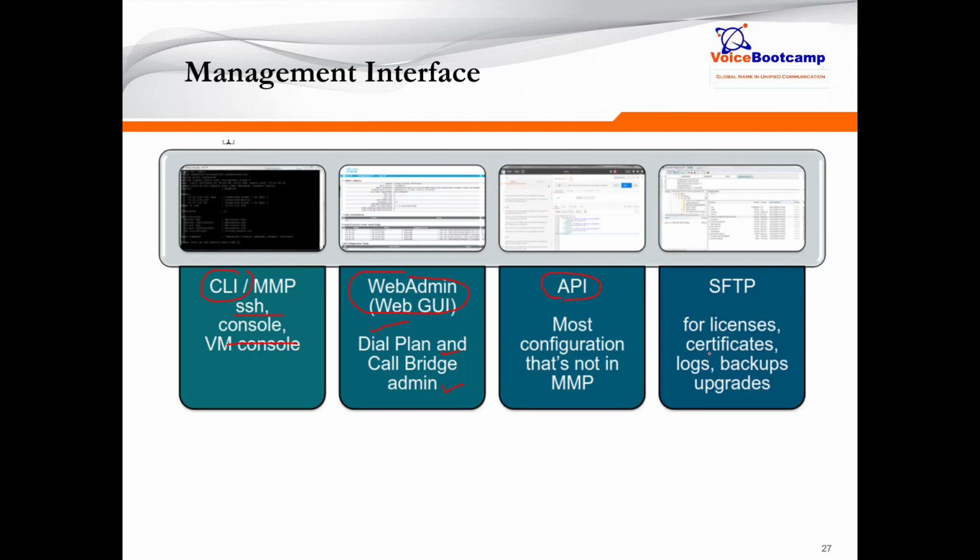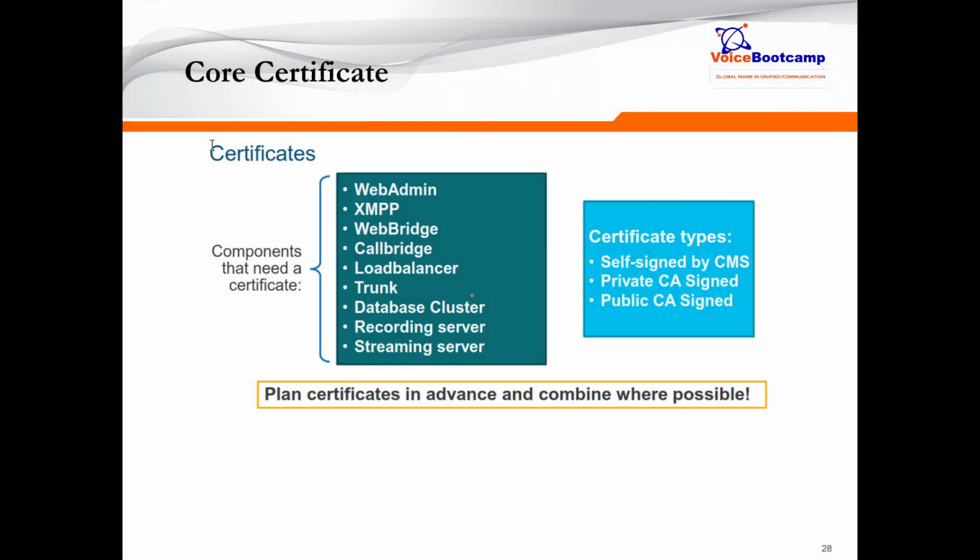Now, for licensing, certificate, backup, and upgrade, you must use SFTP to upgrade your system or back up your configs to a remote server. The SFTP protocol will be used. The core certificates are needed by most of the components, so it is important that you plan your certificates in advance and ensure that they are combined where possible. Certificate types, for example, self-signed certificate by CMS, private CA signed certificate, and public CA signed certificate, are allowed.